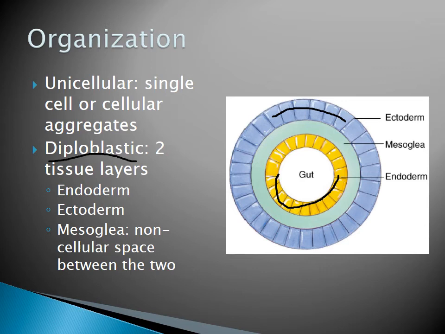They have the gut inside, and then in between, instead of having the mesoderm, they have a mesoglea, and that mesoglea is non-cellular. It's the space between them, but there are no cells in there, and that's kind of what makes jellyfish squishy. It's that mesoglea. It's not living, but it's still in between the endoderm and the ectoderm.